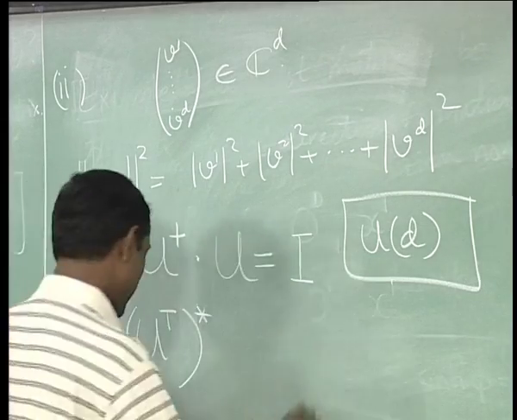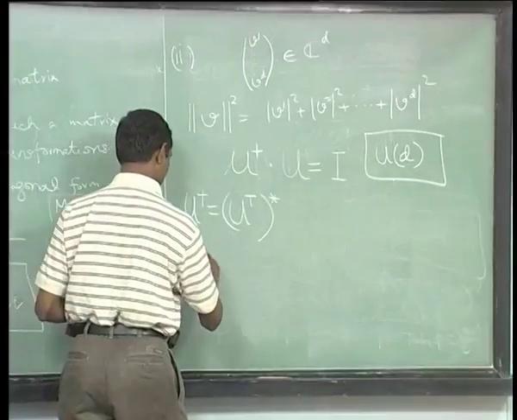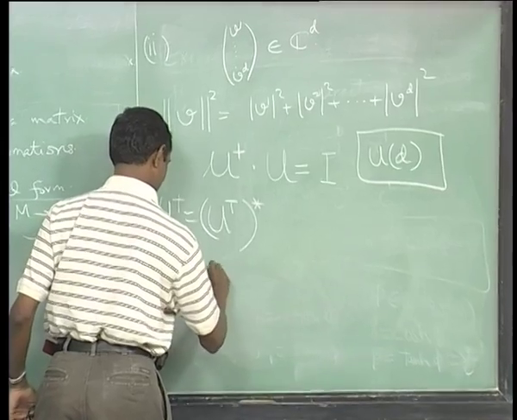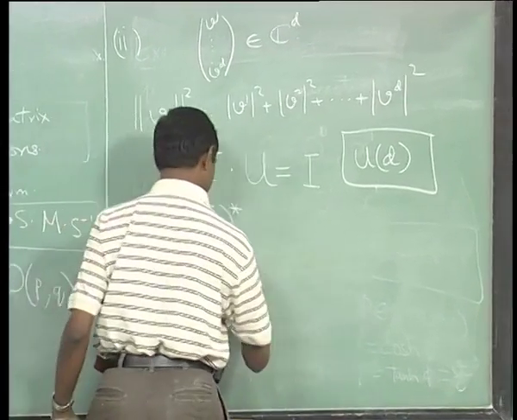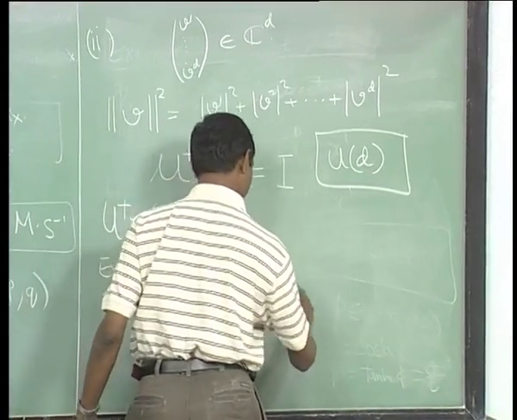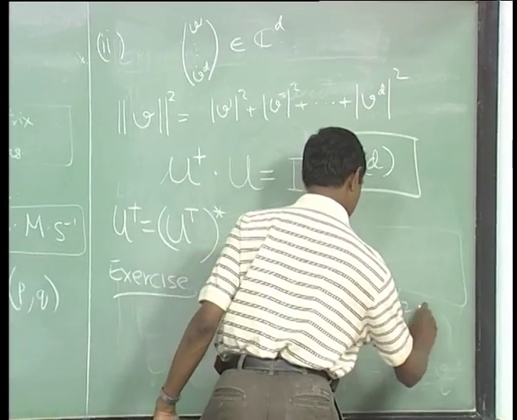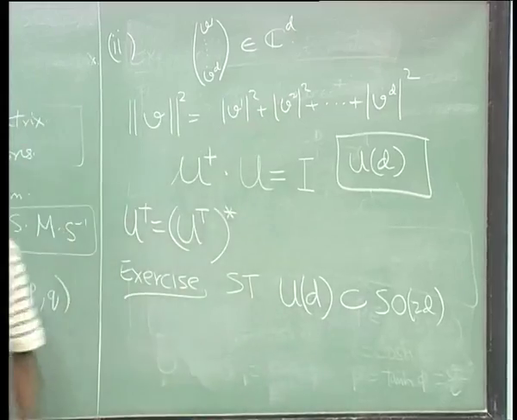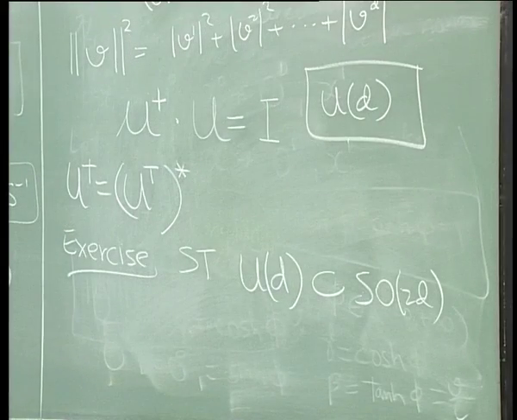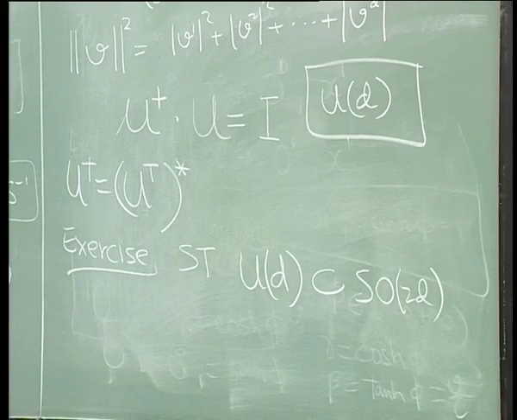So, what you find is an exercise: show that U(D) is a subgroup of SO(2D). There are elements of SO(2D) which are not in U(D).